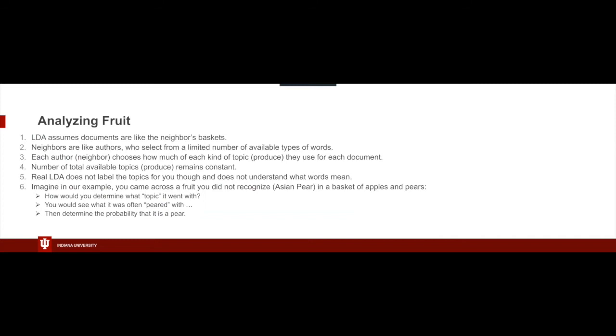So real LDA, remember, does not label the topics for you, and it does not understand what words mean. To go back to our example, imagine you come across a fruit you did not recognize. Say it's an Asian pear in a basket of apples and pears. How would you determine what topic it went with? You have no idea what this is. You've never seen this fruit before. So same as a computer when it's looking, it doesn't know what the word is. It doesn't really know that these things, as a human does, go together, right? So you would see what it was often paired with.